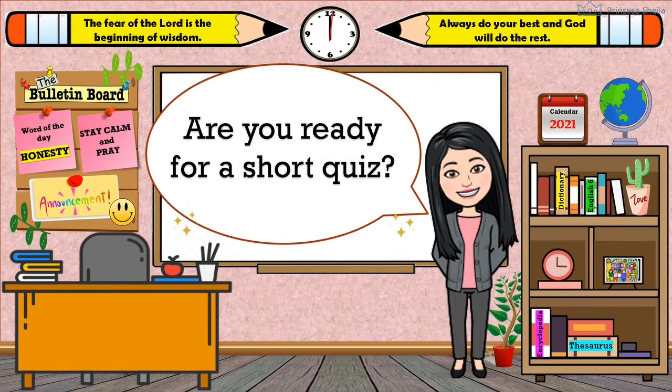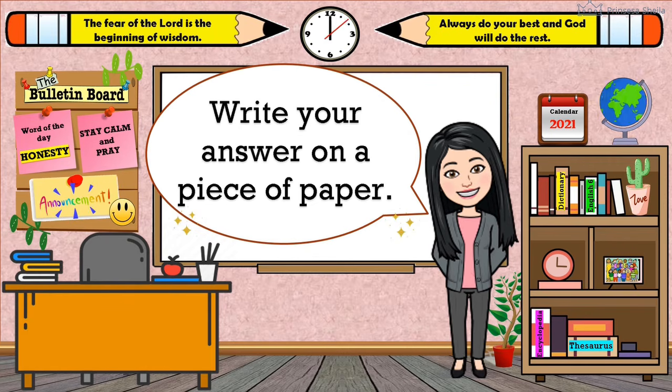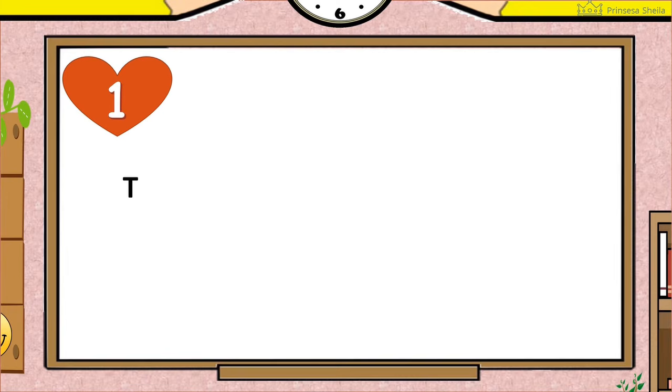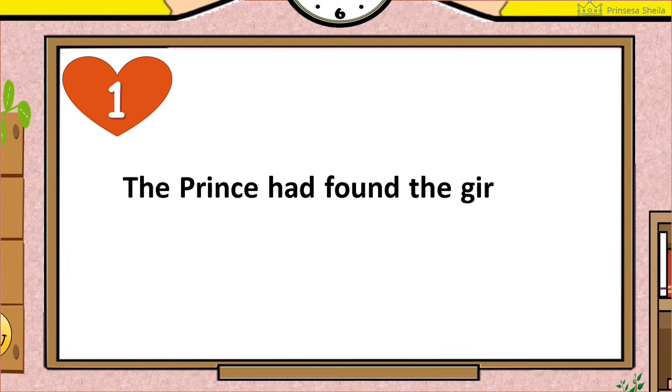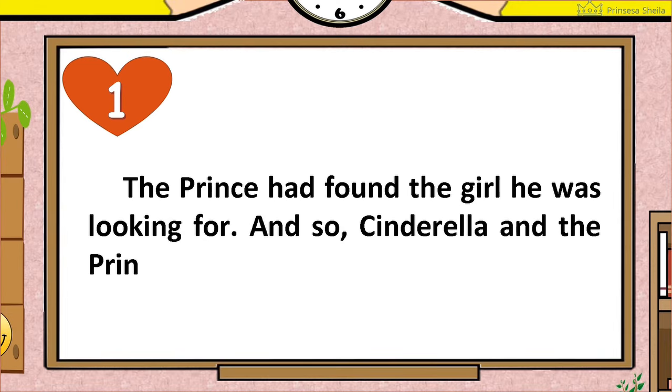Are you ready for a short quiz? Analyze what element of the plot each event represents in the story of Cinderella. Write your answer on a piece of paper. 1. The prince had found the girl he was looking for. And so, Cinderella and the prince got married.